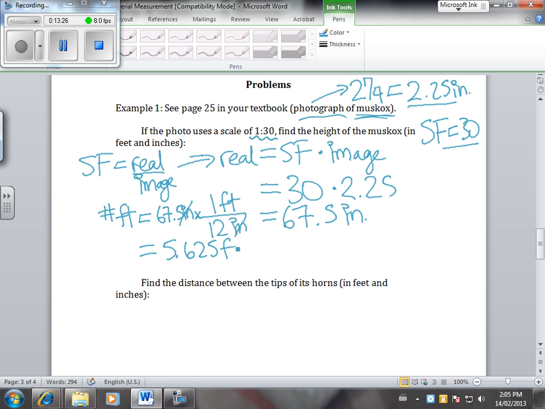5.625 feet. Okay, but we're not quite done because we were asked to give an answer in feet and inches. So far, we'll put our answer over here. We have 5 feet. Okay? But then what about this part, this 0.625? Now we just have to go back to inches, so it's good conversion practice. So we want inches, so we have 0, and we have 0.625 feet.